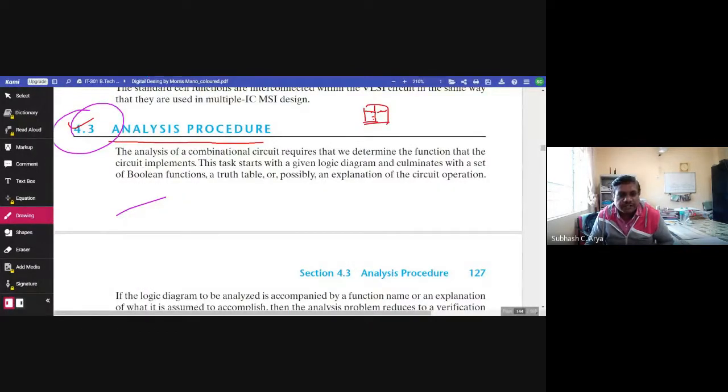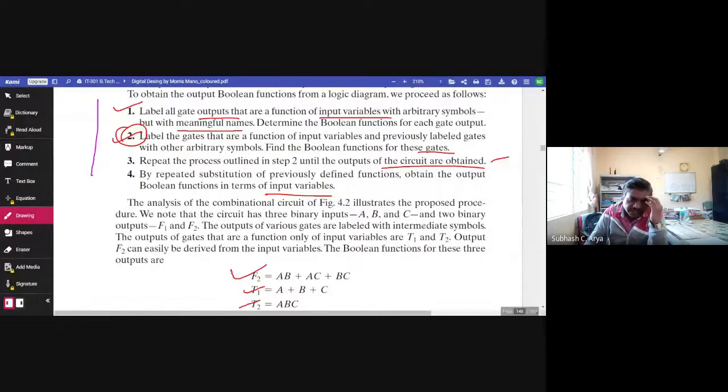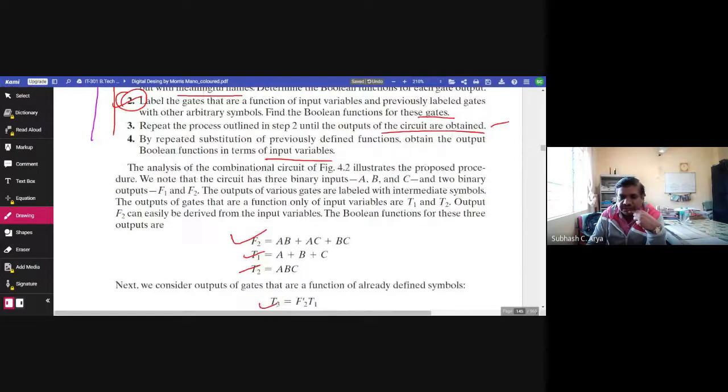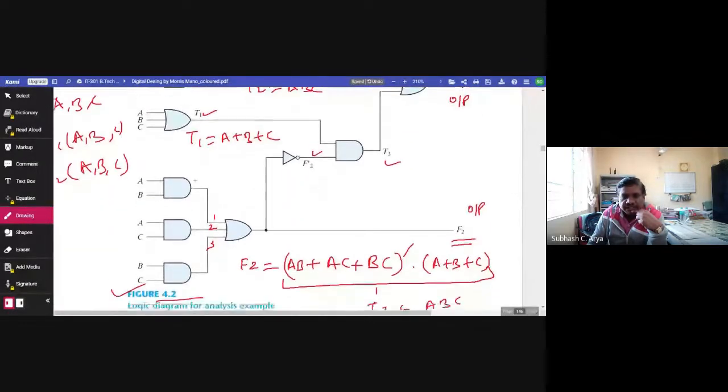Can you see section 4.3? Yes, sir. So this is the analysis procedure, and steps are given here. We have to label all gate outputs that are a function of input variables with arbitrary symbols, but with meaningful names. It should not be a useless name, and there should be consistency. Determine the Boolean function for each gate output, then label the gates that are a function of the input variables and previously labeled gates. So please read all four. This has been dealt with in the previous class.